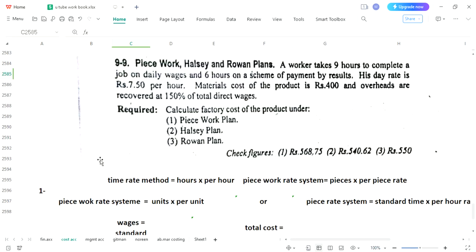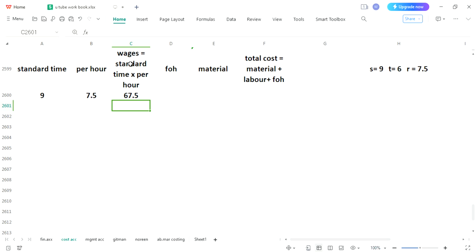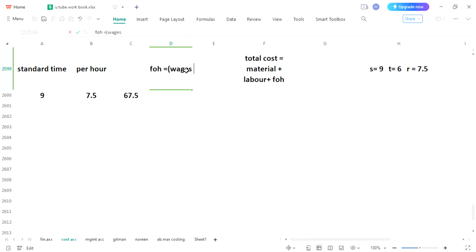For that, go back to the question. Overheads are recovered at 150% of direct wages. We have calculated our wages over here, and FH would be calculated how? We will take wages and finally multiply with 150%. So this would be the way with which you can calculate your FH as given in the question.